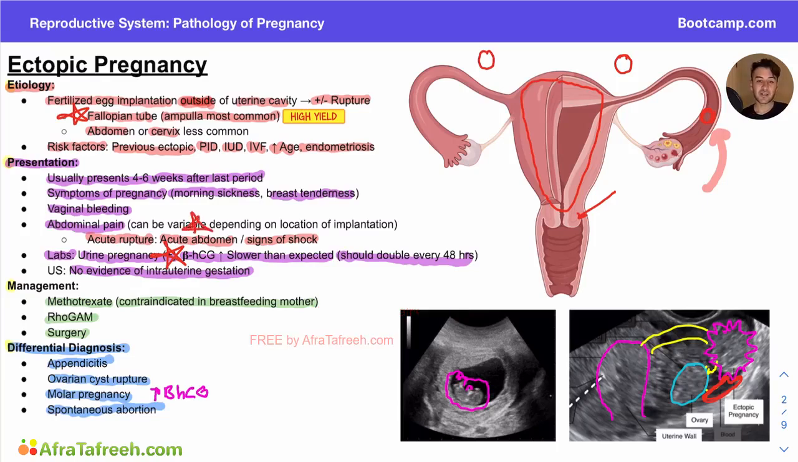And then finally, we talked about management, which can either be medical with methotrexate or surgical, and it's important to prophylax against RH incompatibility. And then in terms of our differential for acute abdominal pain in a reproductive age person, it's important to get a urine pregnancy test and then take a look with ultrasound to see if we have evidence of intrauterine gestation. If you use those 2 points in terms of diagnostics, that can really narrow down your differential and help you get test questions right.